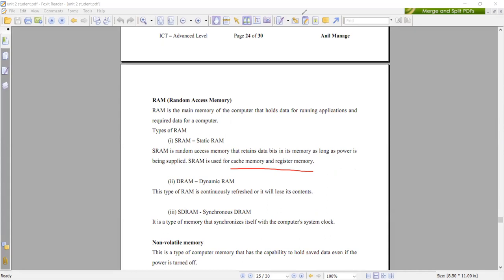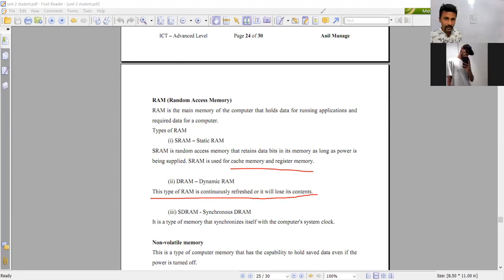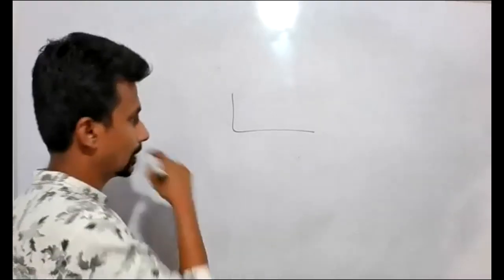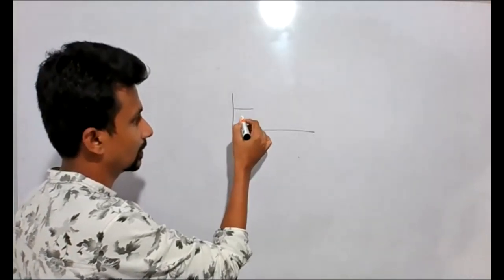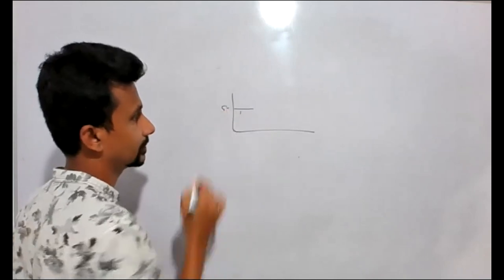Then we have another type of RAM called DRAM, dynamic RAM. This type of RAM is continuously refreshed. We need to refresh it or it will lose its content. It's like this. Now suppose you have data something like this. I will show you here. Okay, now you can see. Now suppose your data is something like this. Suppose we call this one, right?